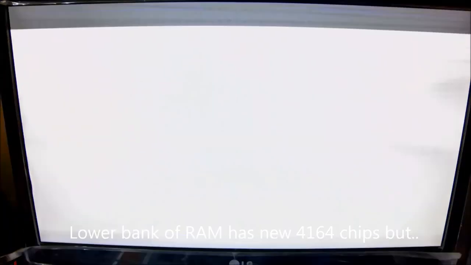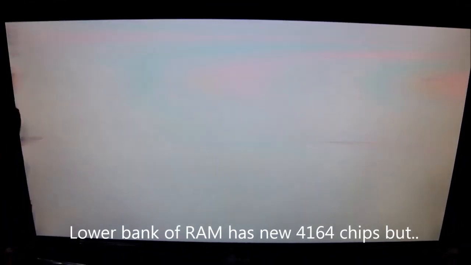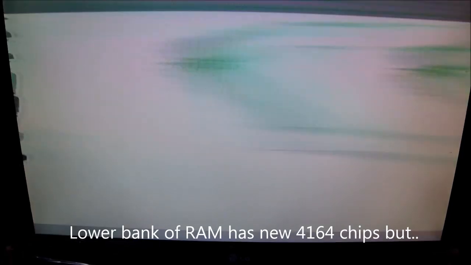So we have the same pattern on the screen. I'm going to go piggybacking the upper bank of the RAM chips now. Hopefully we can get it right and get this old QL back in working order. So let's see.